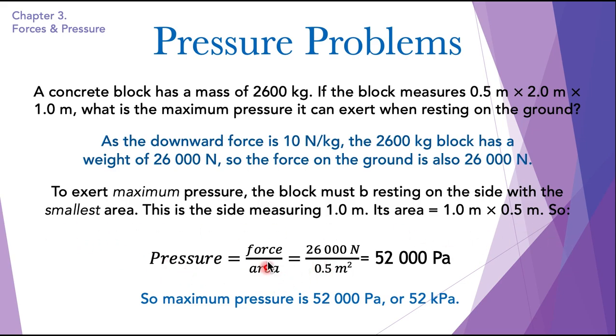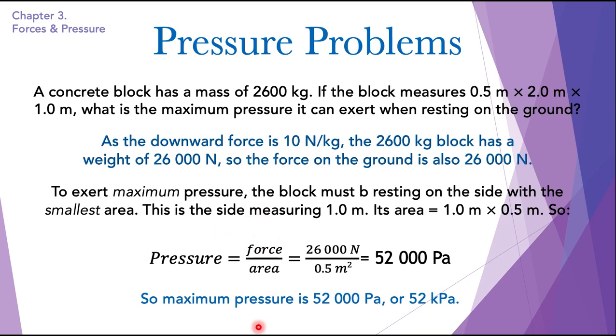So pressure is equal to force upon area. We divide the weight of the block by the area, which is 0.5 square meters, and what we get is 52,000 pascals. So the maximum pressure is 52,000 pascals or 52 kilopascals. You can also write it as that. So it's just a very simple way to use this equation.